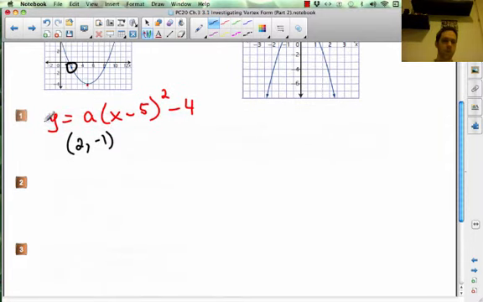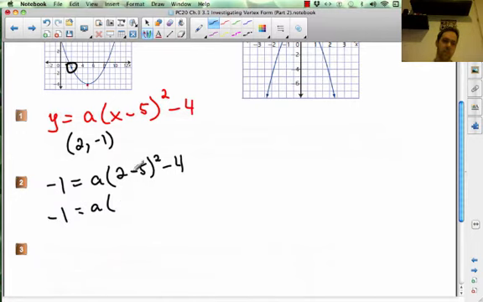We can therefore replace our y with the y value here, minus 1 equals a, and replace our x with the x value here, 2 minus 5 all squared minus 4, and then we try to solve for a. So negative 1 equals a, 2 minus 5 is negative 3, and we're going to square that and then subtract 4. So minus 1 equals a times 9 minus 4.